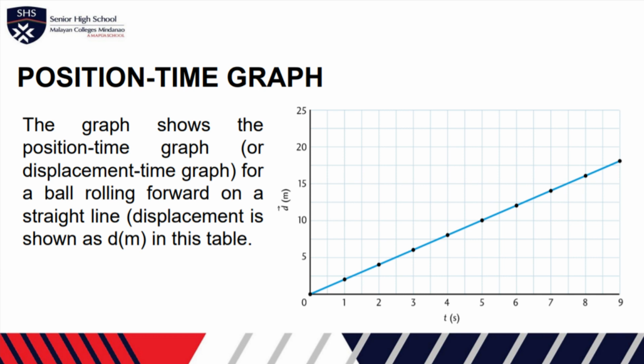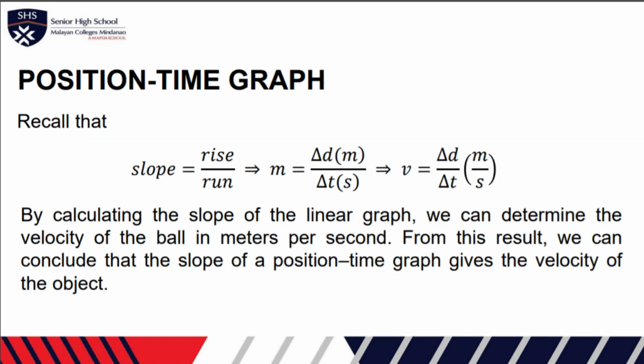It is also increasing, as its displacement from its origin is also increasing. So this is how a position time graph is represented. On the left is the displacement. Below, on the x-axis, is the time.